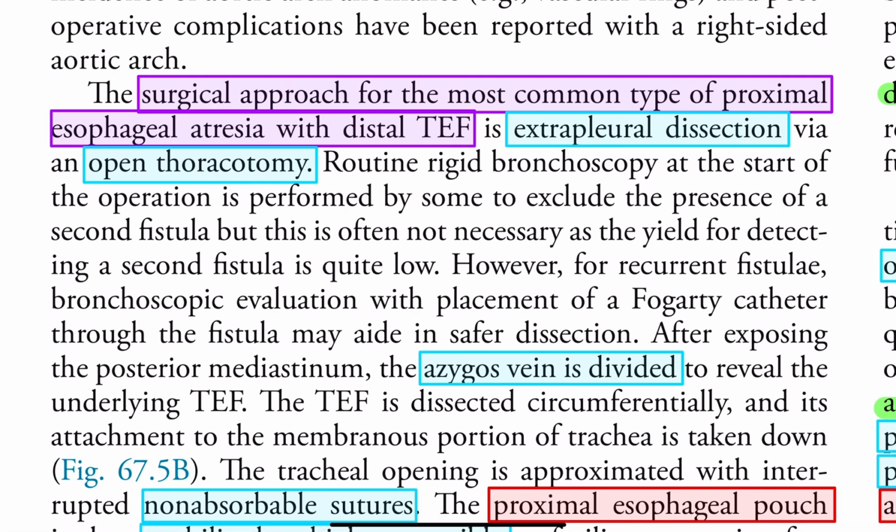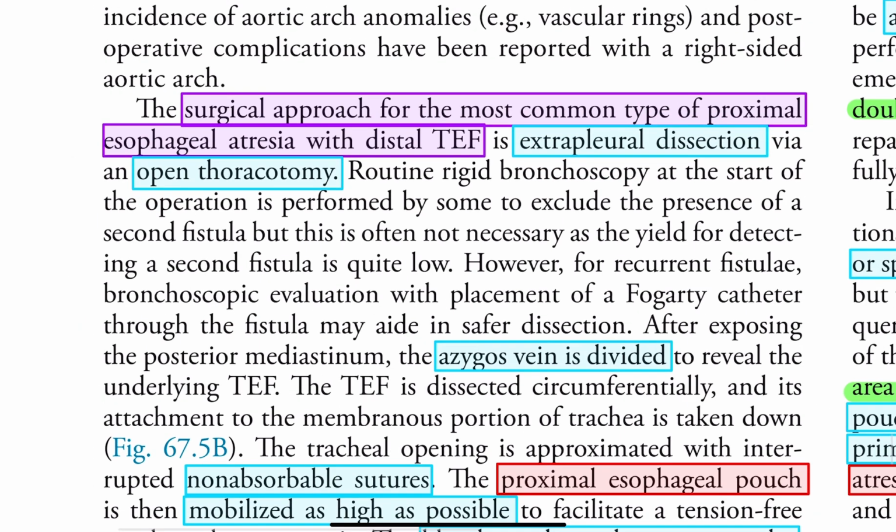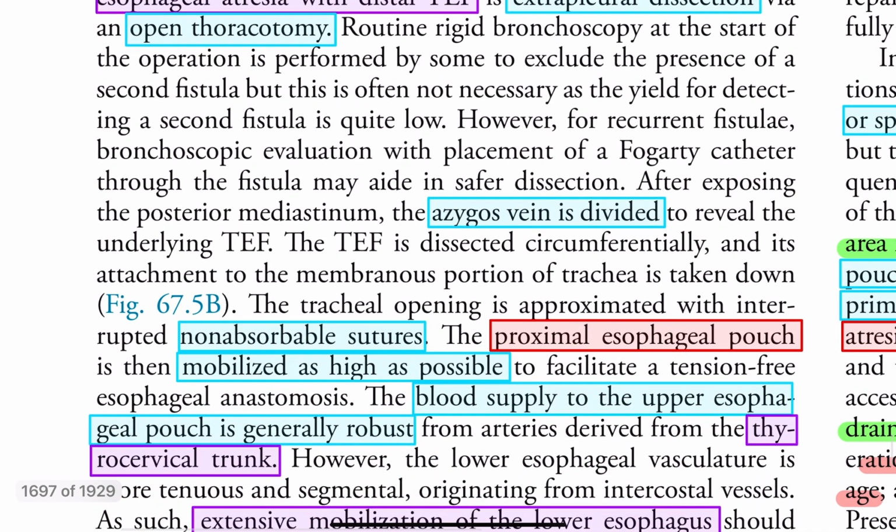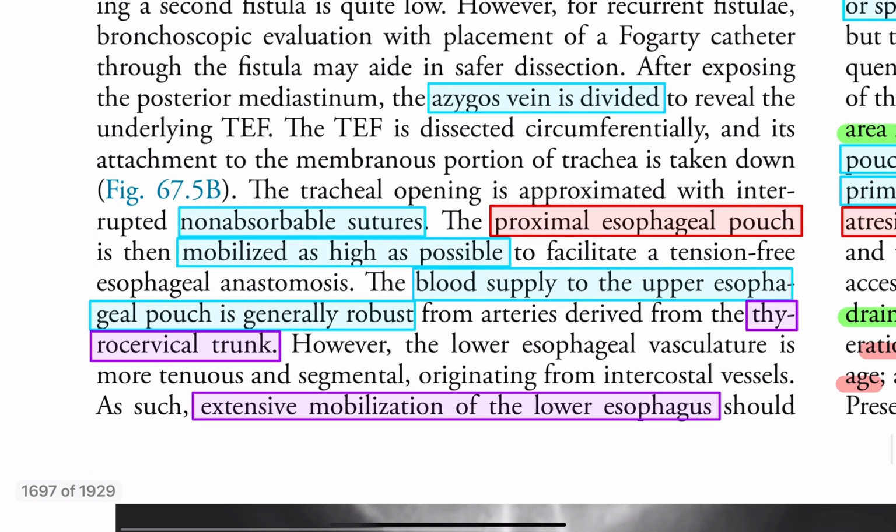The surgical approach for most of the common type of proximal esophageal atresia with distal TF is extrapleural dissection and open thoracotomy. Okay, so remember this has been asked. So it's extrapleural dissection and open thoracotomy. In this, the azygous vein is divided, and anastomosis is done with non-absorbable suture.